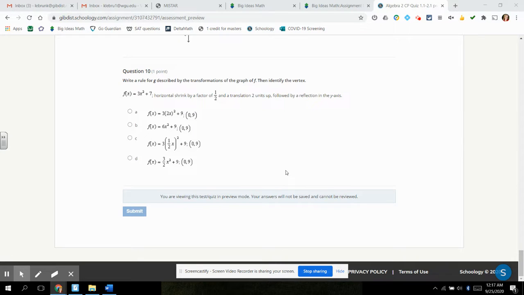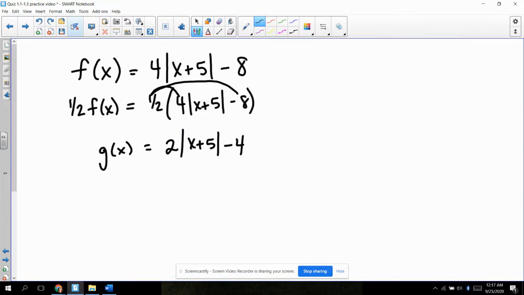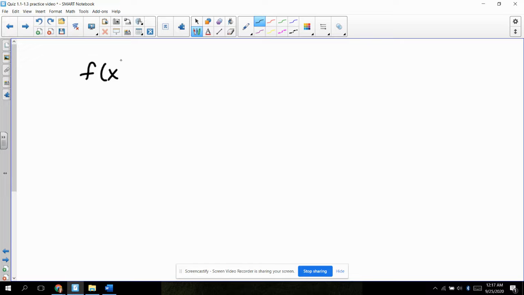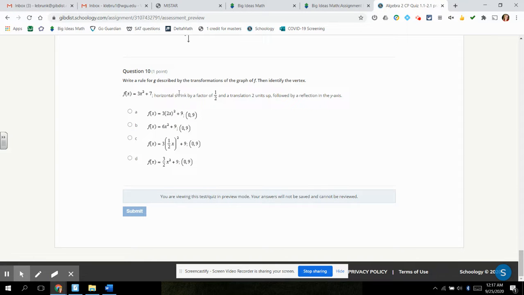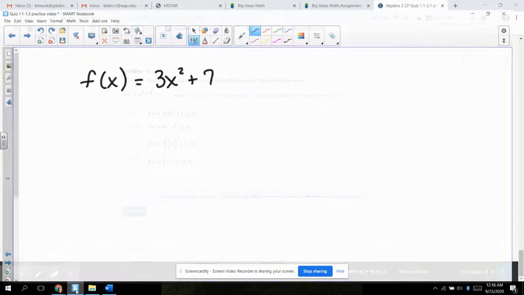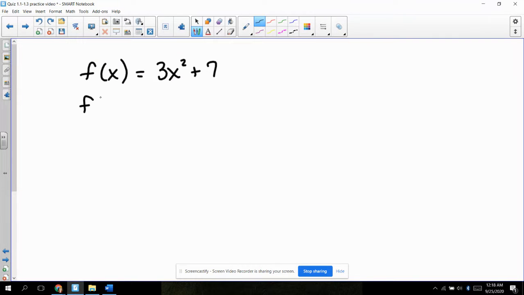All right, last one. We're given a function, and then we have multiple things we're going to do to it. So let's go over here, 3x squared plus 7. I'm going to take that function and horizontally shrink it by 1/2 and translate it 2 units up. So a horizontal shrink means I'm doing the reciprocal. So I'm not going to plug in 1/2, I'm going to plug in 2, and it's going to go inside the parenthesis. So it's going to look like this.